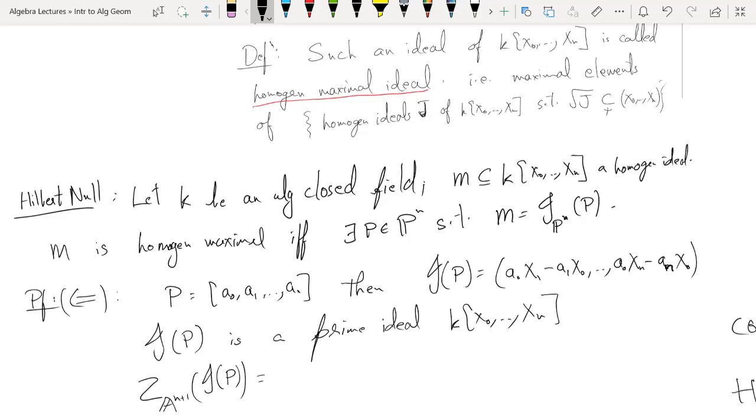It's a line, right? Yeah, it's the line connecting A0 to AN with the origin. So this is the line joining A0 to AN and the origin.